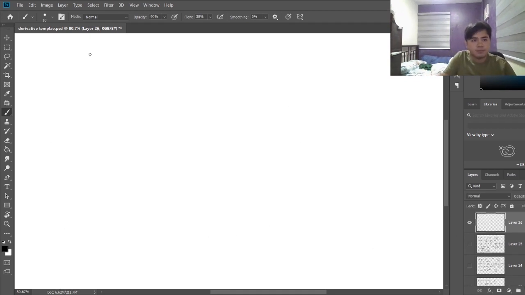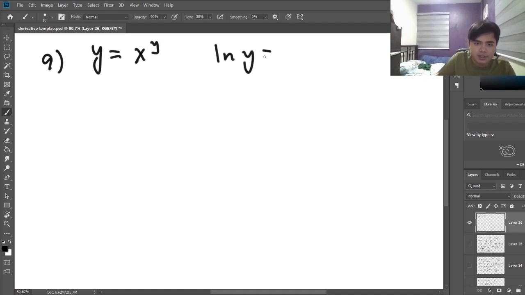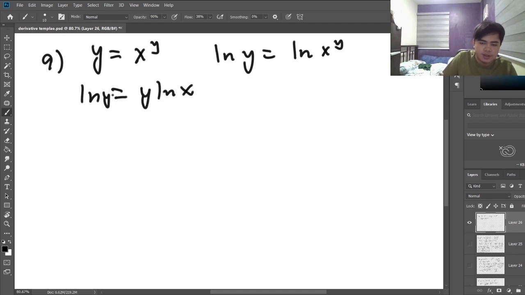Question number 9. It's a bit similar to question number 3, but a bit different as well. y is equal to x to the y. Now, x is a function, y is a function, so x to the y is a function to a function. So we can use ln here in order to make our lives easier. ln of both sides, ln y is equal to ln of x to the y. We can bring y down, so we get ln of y is equal to y ln x.